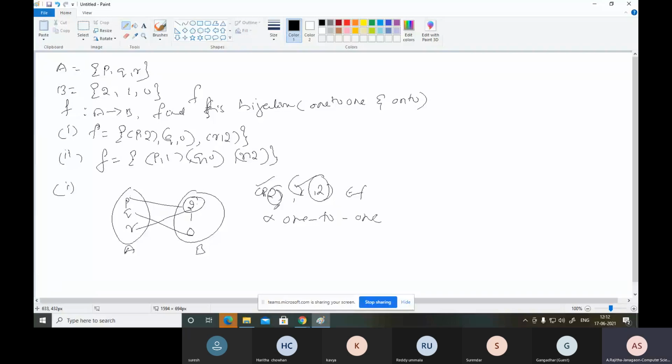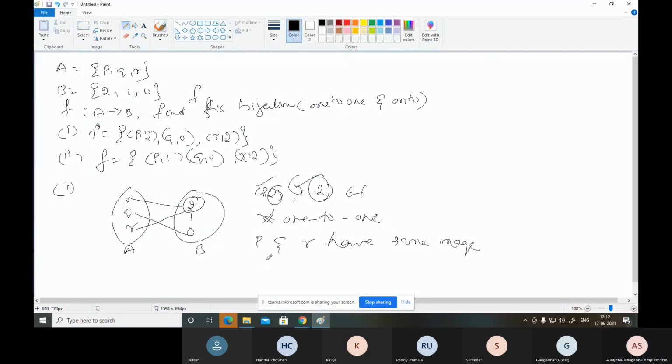This is not 1 to 1. That means P and R have the same image. P and R have the same image. So that's why this is not 1 to 1.